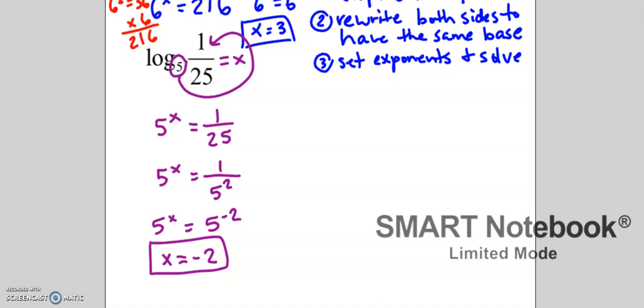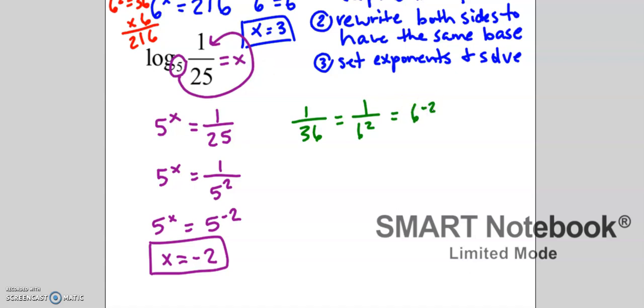And some other scenarios like this, just for a little bit more practice about recognizing this negative exponent rule. If you had 1 over 36, you could rewrite it as 1 over 6 squared, which could then be rewritten as 6 to the negative 2.